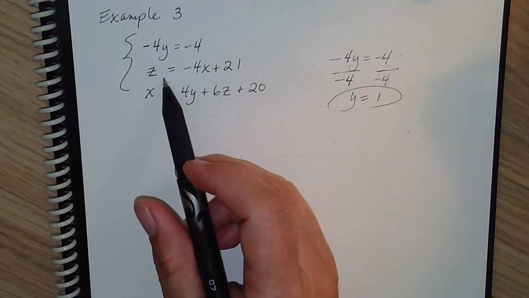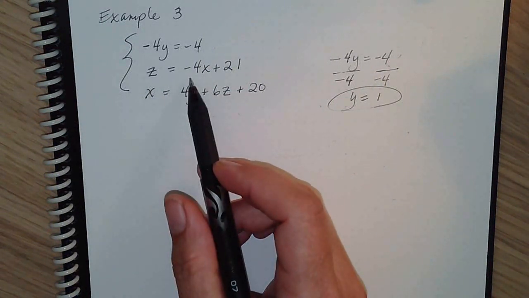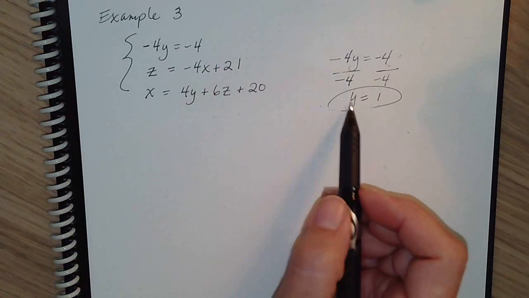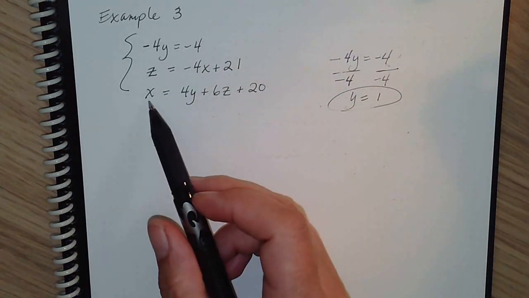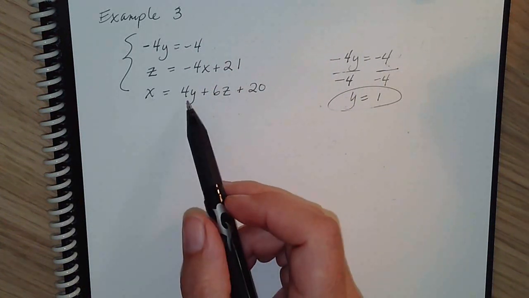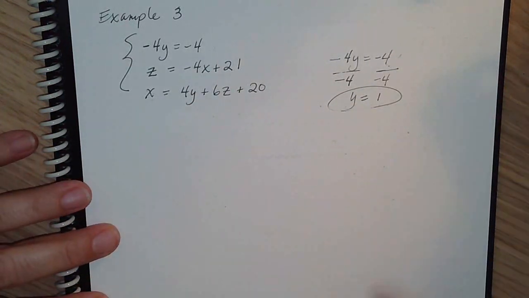I need to decide what to do with these other 2 equations here. I have z equals negative 4x plus 21. That doesn't have a y in it, so I can't just substitute. Here I have an equation solved for x. It has y and z in it. I can do something with that.